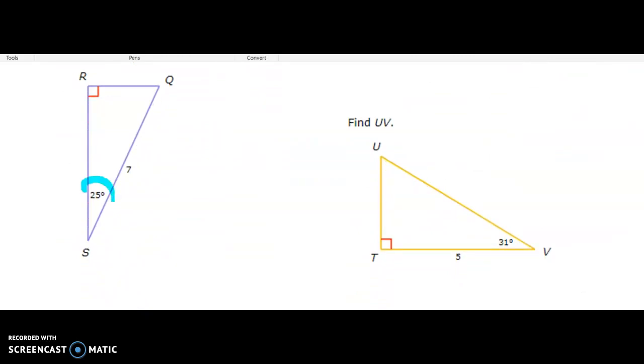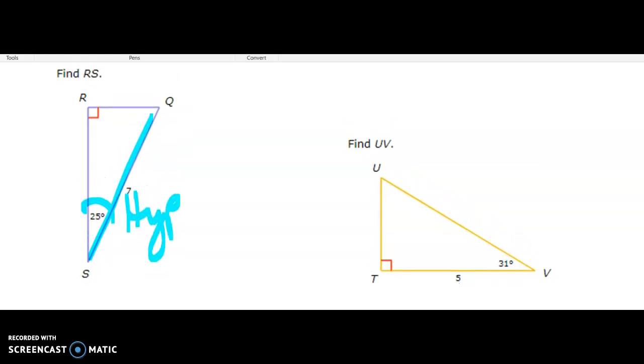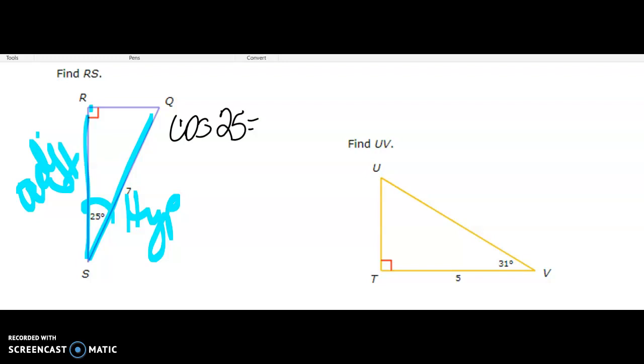Same thing. We have 25 and we have 7. 7 is the hypotenuse, and we are looking for RS. So we're looking for this one right here. And so what is x to 25? It's adjacent. So what has hypotenuse and adjacent? Cosine. So cosine 25 equals adjacent, which is x over 7, which is the hypotenuse.